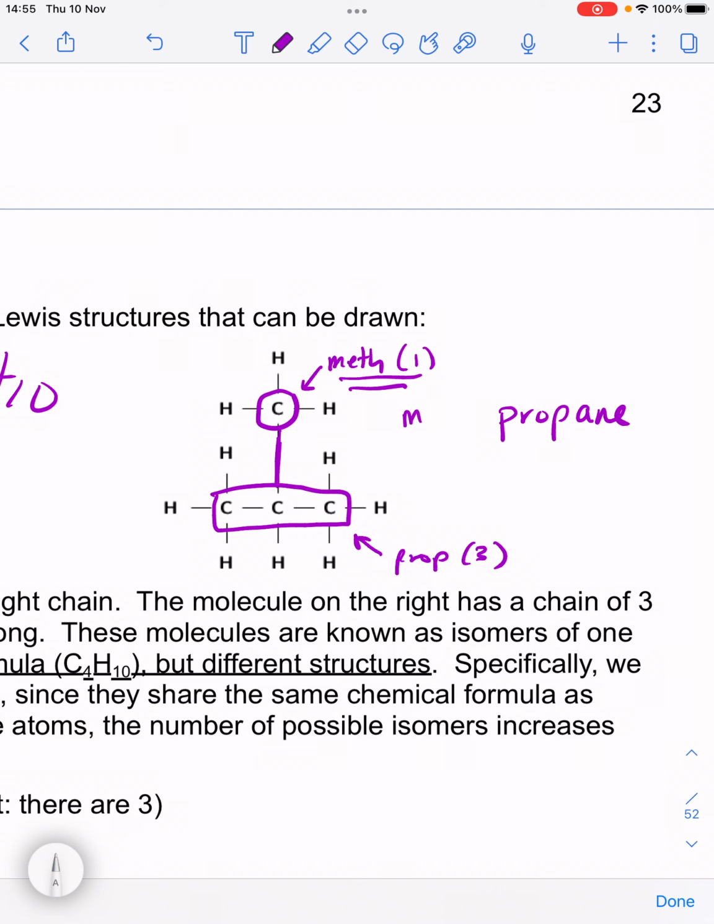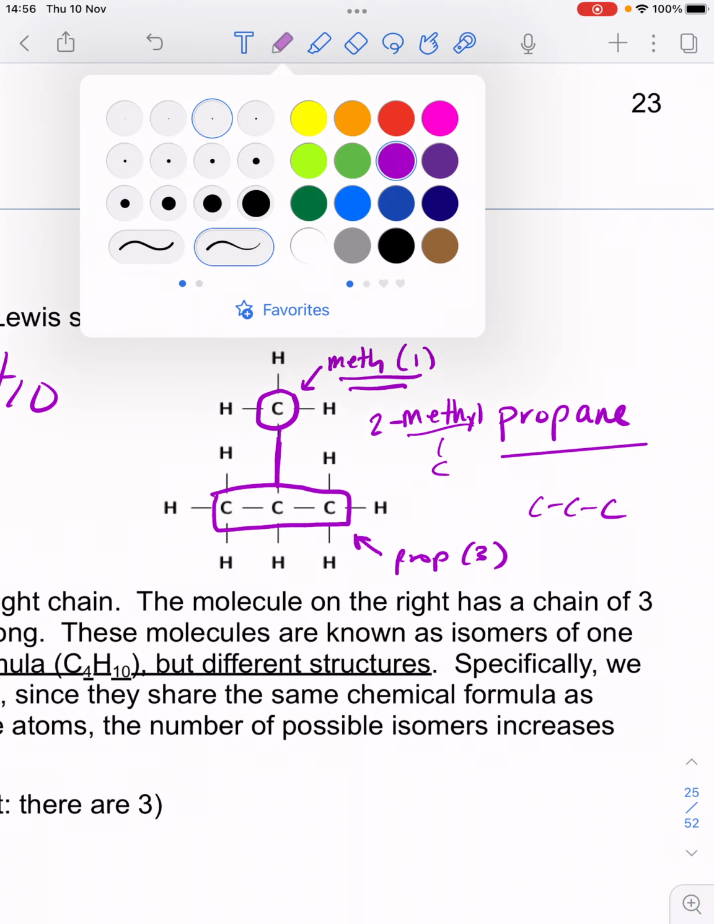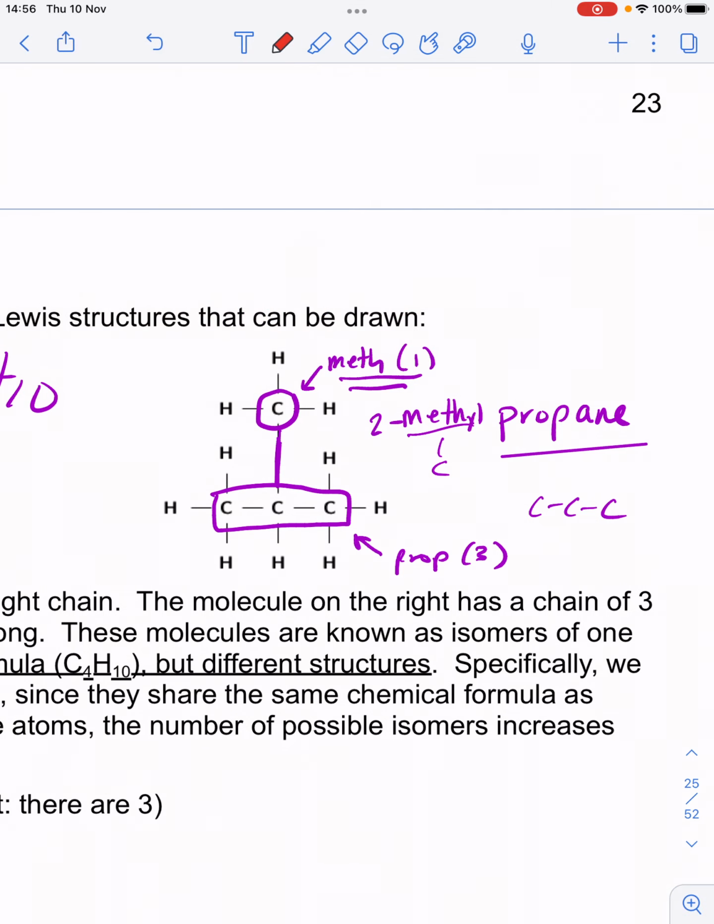So we call it methylpropane. If I saw this name, I would know that there's a 3-carbon alkane, so 3 carbons in a row, and then I would know that there's 1 carbon sticking off to the side. Now usually what we also include is a number. If we include a number, it's called 2-methylpropane. And what that number tells me is which number carbon along the chain it is attached to. So 1, 2, 3. Well, it's attached to the 2nd carbon.